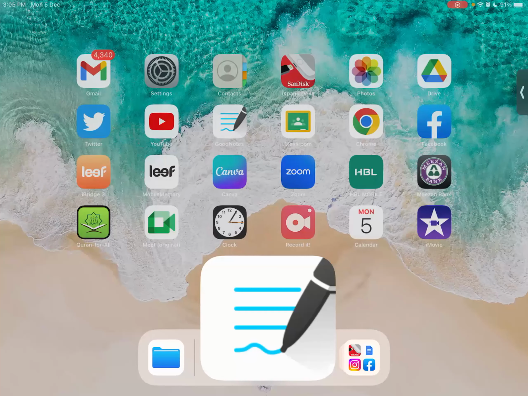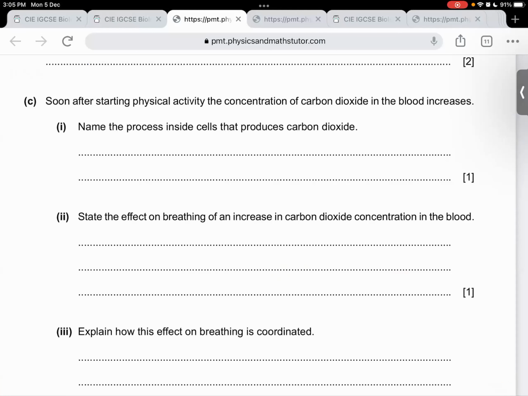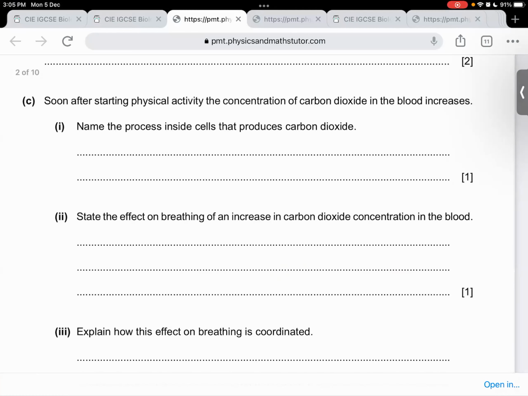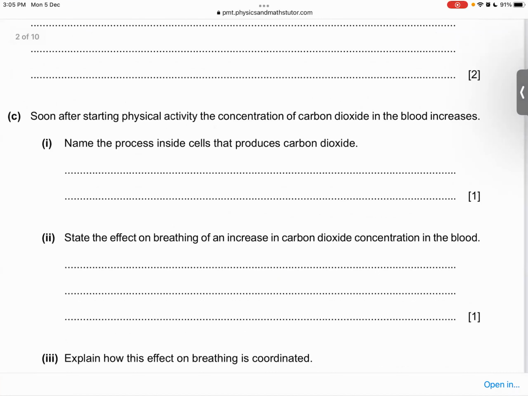यही बात आपकी क्वेश्चन में लिखी हुई है. Read the question once again. Name the process inside, state the effect on breathing of an increase in carbon dioxide concentration in blood. ये तो चलो दूसरा क्वेश्चन है. चलो फिर से मतलब शुरू से पढ़ते हैं क्वेश्चन. Read from there. Part C. Soon after starting physical activities. Read it out loud. Physical activity, the concentration of carbon dioxide in the blood increases. Name the process inside cells that produces carbon dioxide.